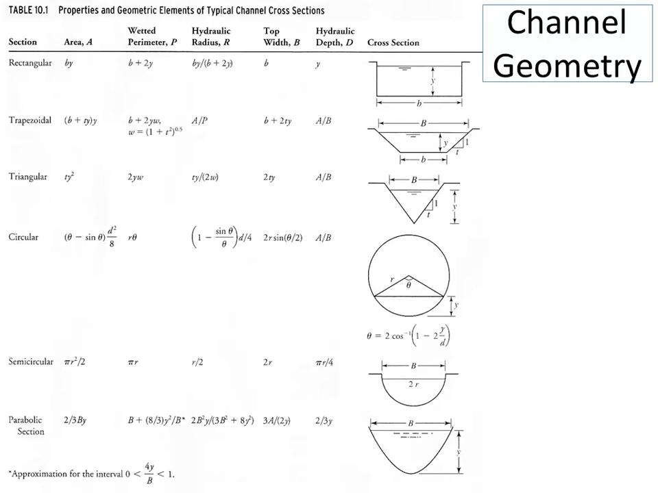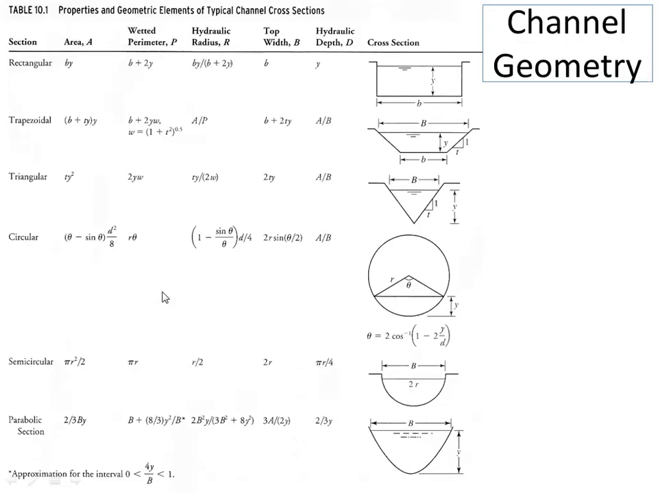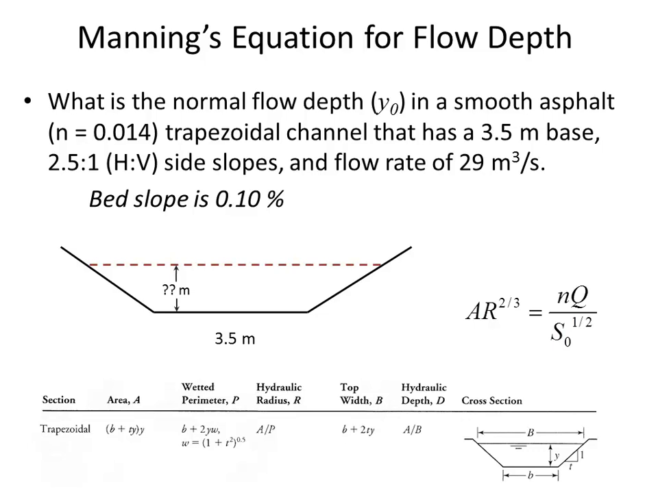And you can put formulas for the area and the wetted perimeter from table 10.1 in your book. If you're trying to find the depth, you can put all of these formulas into the formula for A and hydraulic radius in order to solve for the unknown depth Y. And so we'll take a look at an example of that with this equation. We've got a channel that's 3.5 meters wide. Side slopes are 2.5 to 1. And we're trying to accommodate a flow rate of 29 cubic meters per second.